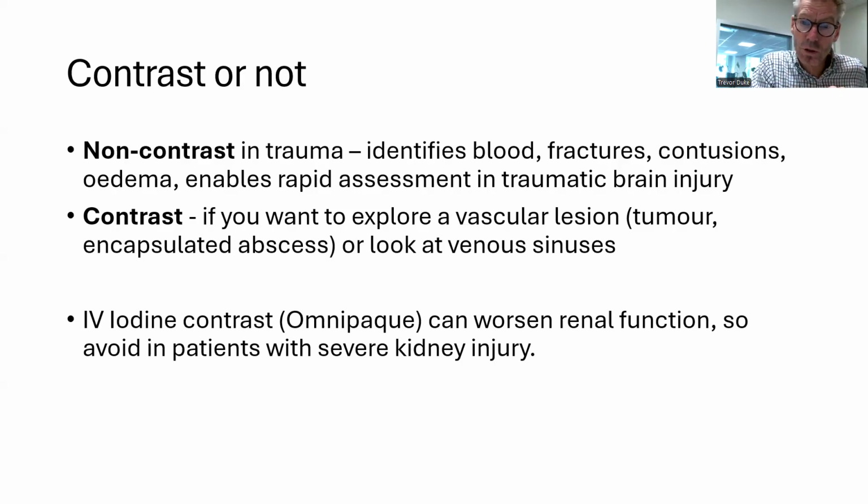However, if you want to explore whether there's a vascular lesion like an AV malformation or a tumor or an encapsulated abscess, or look at the venous sinuses, then contrast needs to be given. So a tuberculoma, I'd usually give contrast. That's where you need to know what the question is before you can decide whether the CT should be done with or without contrast. In a contrast-enhanced CT scan, you always run the patients through before the contrast, see the non-contrast images, and then give contrast.